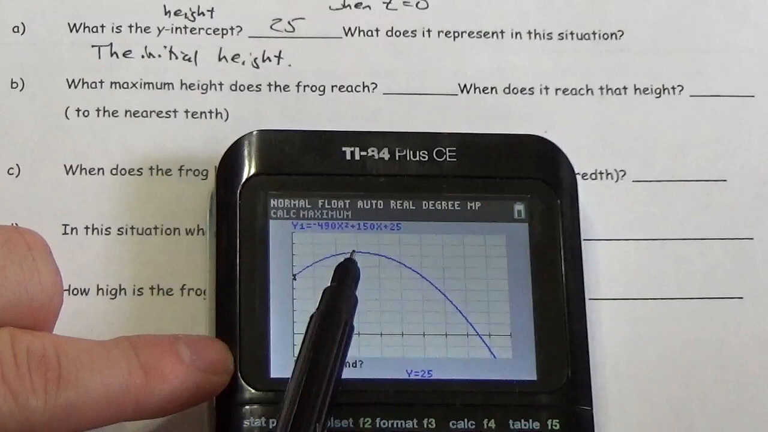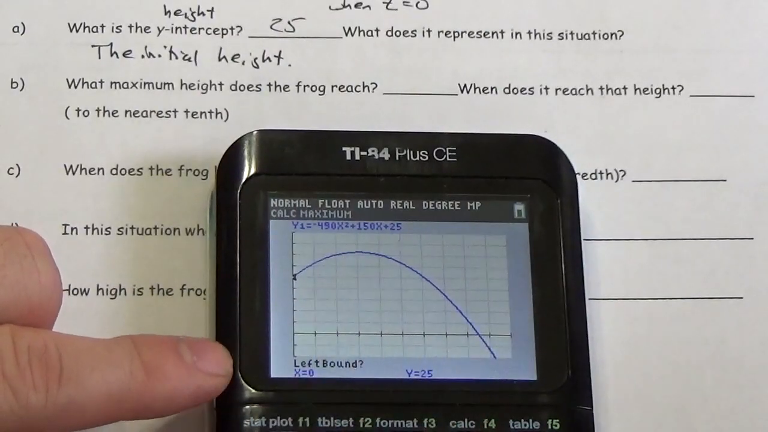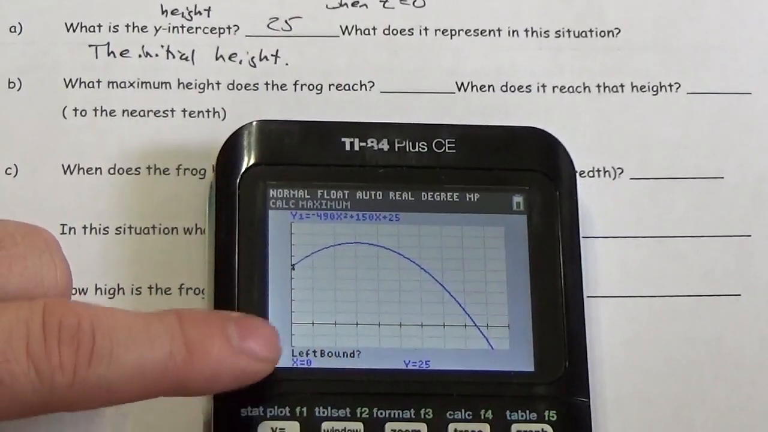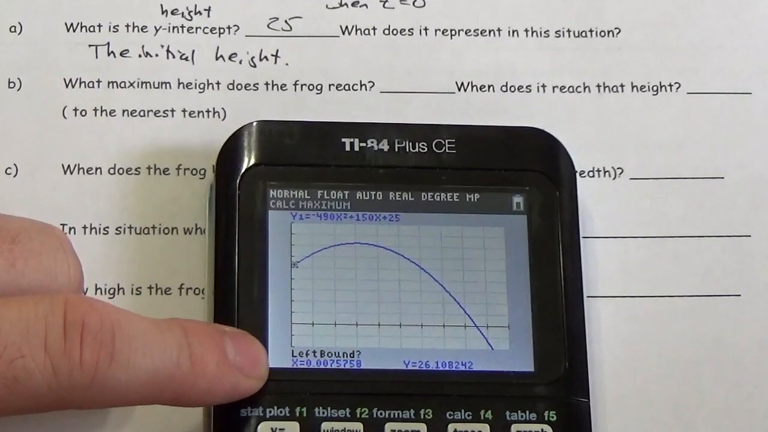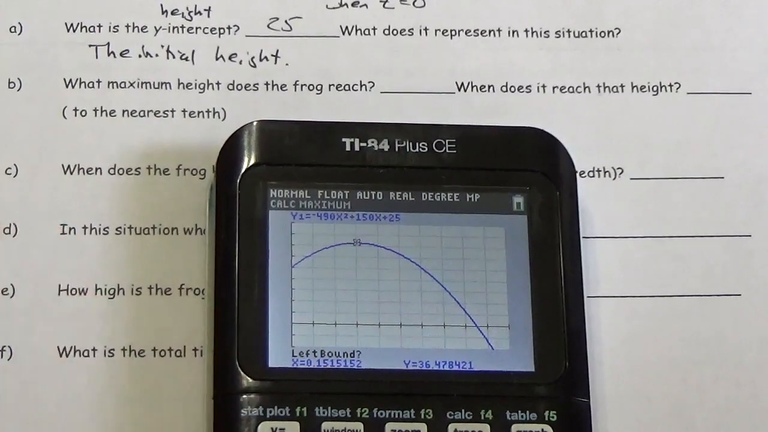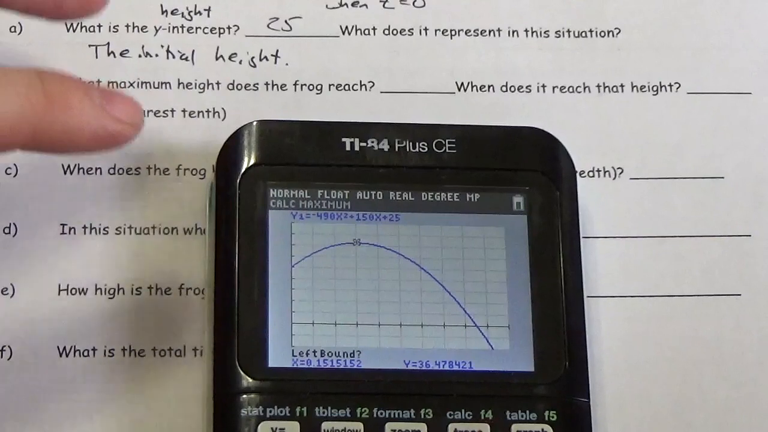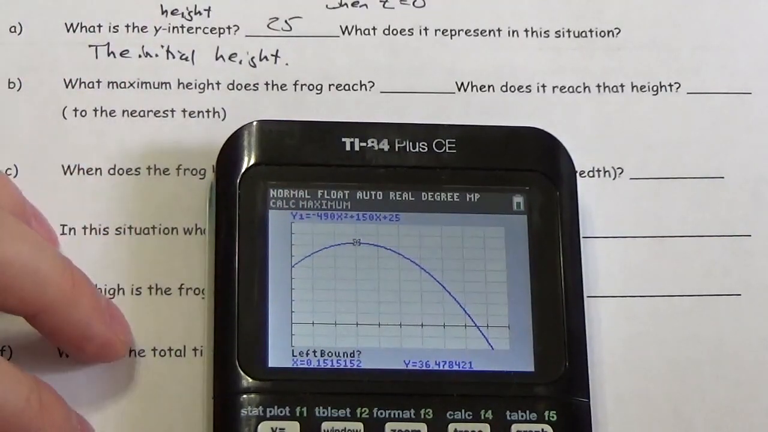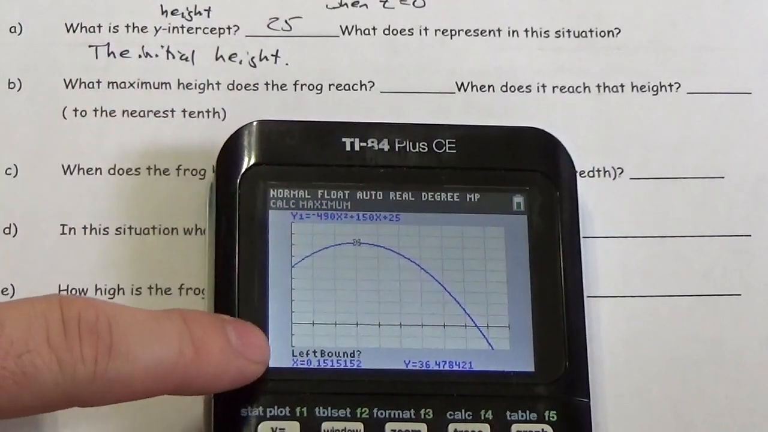Now, my maximum height is about right there. The way this feature works, it's asking me for a left bound. Here's what I often recommend that students do so that they don't make a pretty predictable mistake here. I'm going to move my cursor until it's roughly on top of the maximum. I don't know if it's exactly on top, but it's roughly there. The calculator is asking me for a left bound.